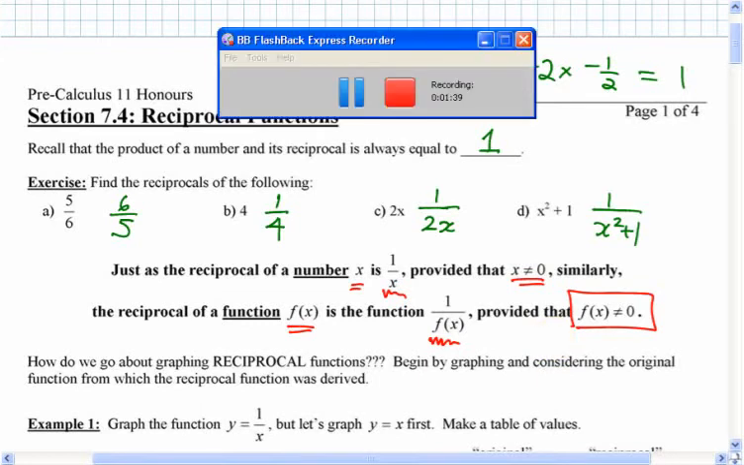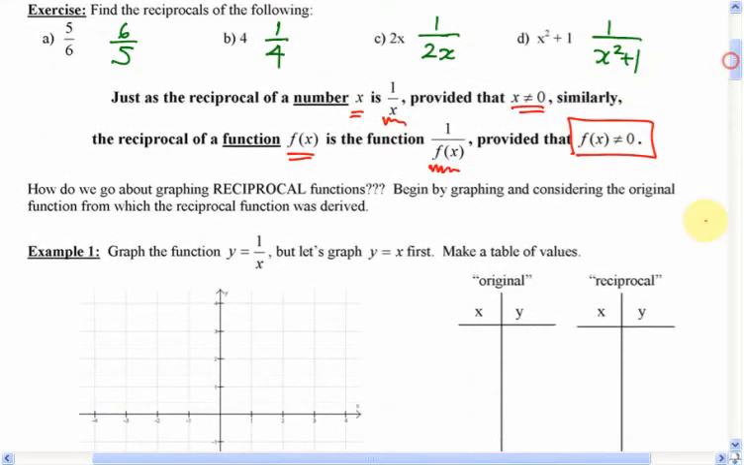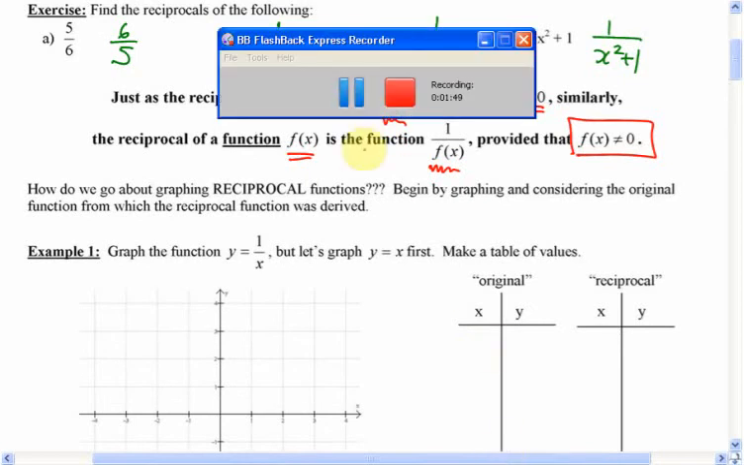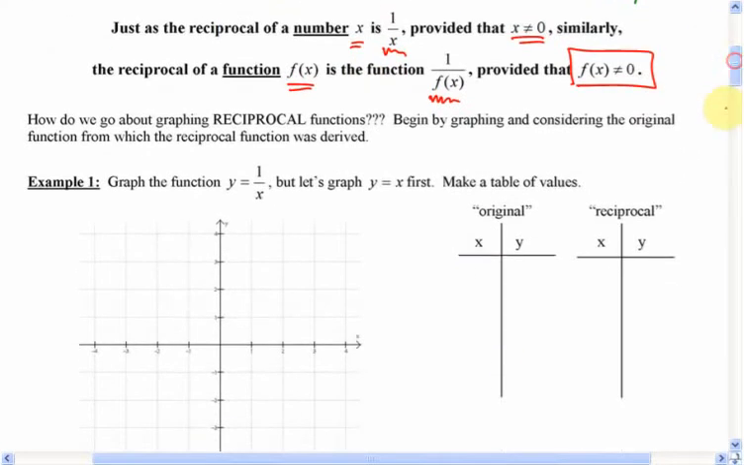Okay, you guys take a look at example number 1. See if you can sketch out the graph of y equals x while I answer the phone. Okay, so I hope you're graphing this out now, and what I'm saying is let's show you how to graph out y equals 1 over x, but before we do that, let's just do the simple y equals x first. So that's my original one, y equals x, and then my reciprocal graph will be 1 over x.